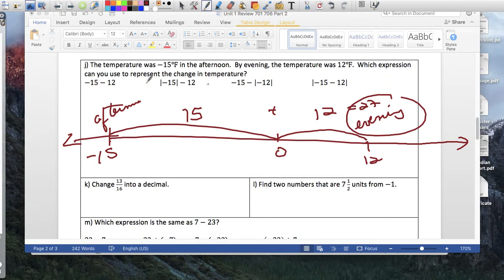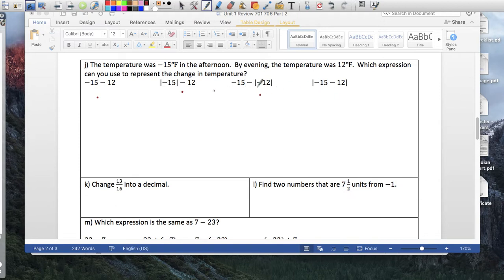Which of these expressions, this one, this one, this one, or this one, has a chance of giving me 27? It doesn't say which one you would use to find the answer, but it's saying which one represents 27 degrees. Well, the first one is gone because there's no way that's going to be a positive 27. Garbage. Absolute value. Remember what absolute value is. It's the distance a number is away from 0. So take the absolute value. The absolute value of negative 15 is 15 minus 12, and there is no way that's going to give you 27. Negative 15 minus the absolute value of negative 12, which is 12. Does that look like it's going to give you positive 27? Garbage. So I would just bubble in this one.